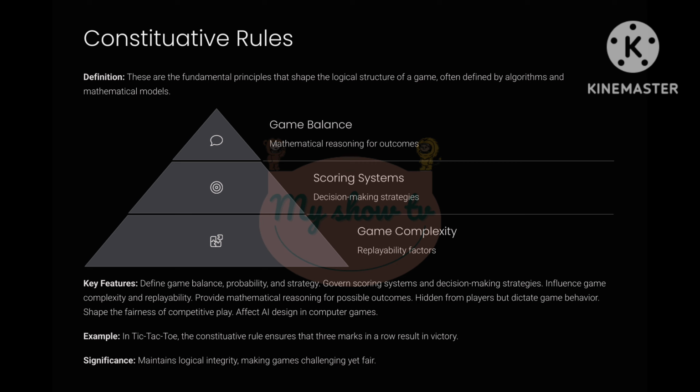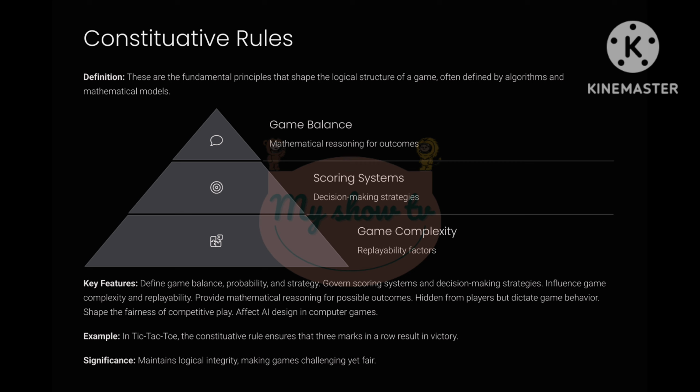2. Govern scoring systems and decision-making strategies. If a game rewards aggressive play versus defensive play, the scoring system impacts how players approach the game. 3. Influence game complexity and replayability. Games with well-designed constitutive rules remain engaging over time. Chess has a simple set of operational rules, but its strategic depth comes from its constitutive rules.